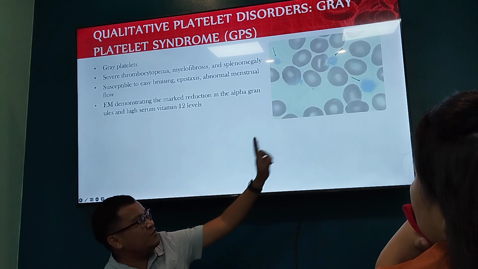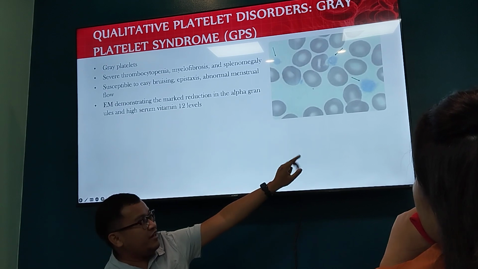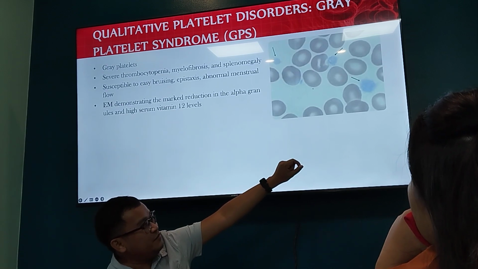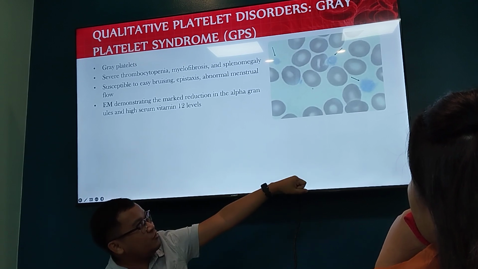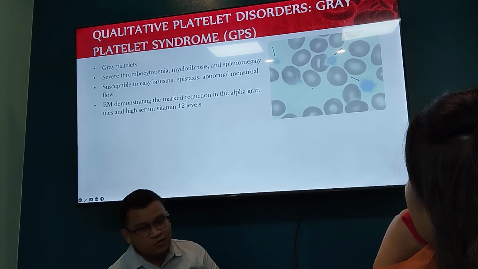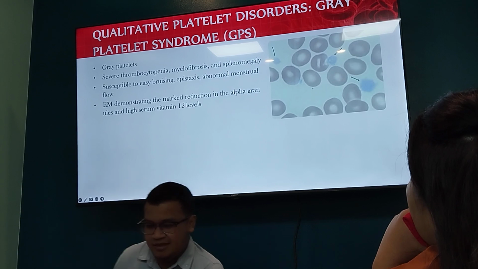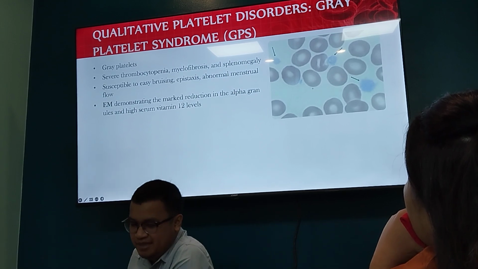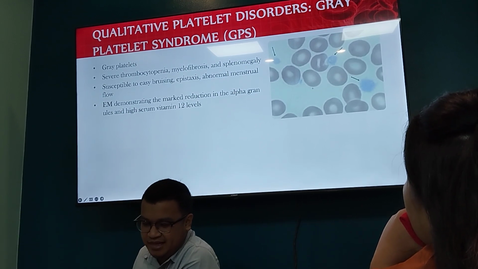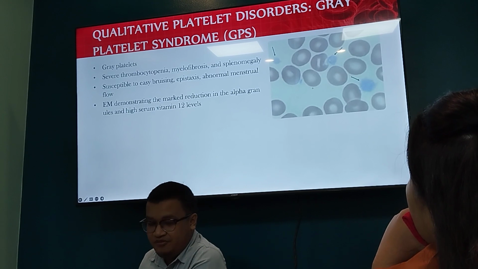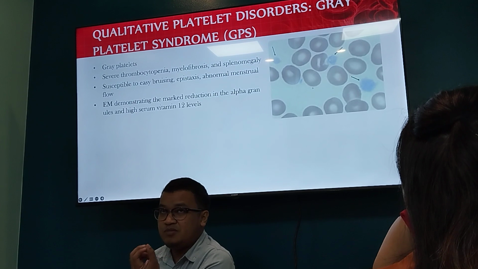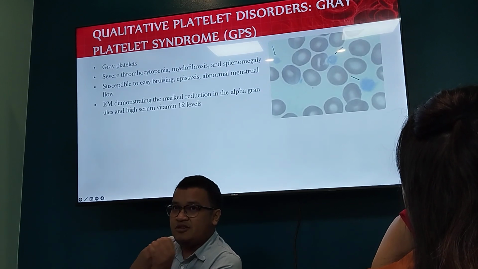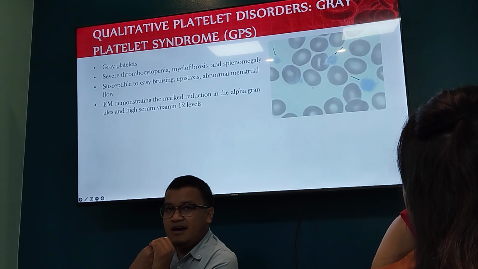So again, anong mali dito? So another platelet defect. So by the name implies, it's colored gray. The platelets are large and colored gray. So yan yung defect. So the gray platelet syndrome is a rare inherited bleeding disorder characterized by platelets that have a gray appearance, severe thrombocytopenia, myelofibrosis. So myelofibrosis, which means yung bone marrow, which is the factory of your blood, is empty.